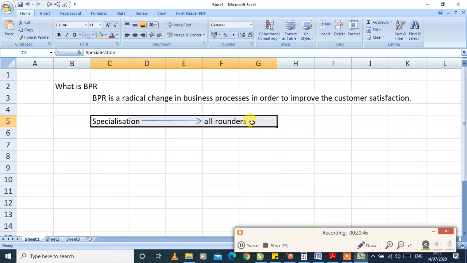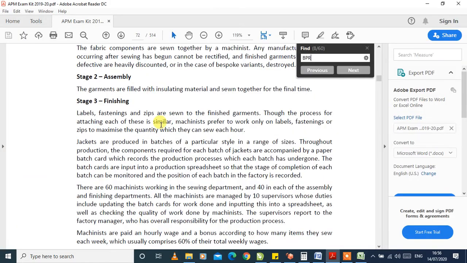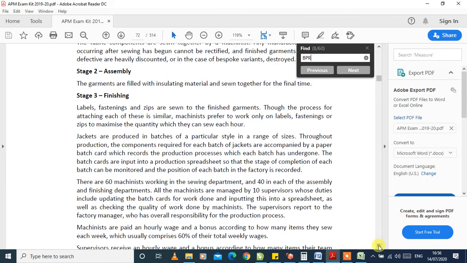So I'm telling 2 advantages of shifting from specialization to all-rounders. First one, stockpiling and delays in work can be avoided. Second one, quality can be improved because everyone gets the full picture of what is happening to the product. That's one. Another improvement that the company's BPR suggests, we'll see what other BPR points they have been suggesting.